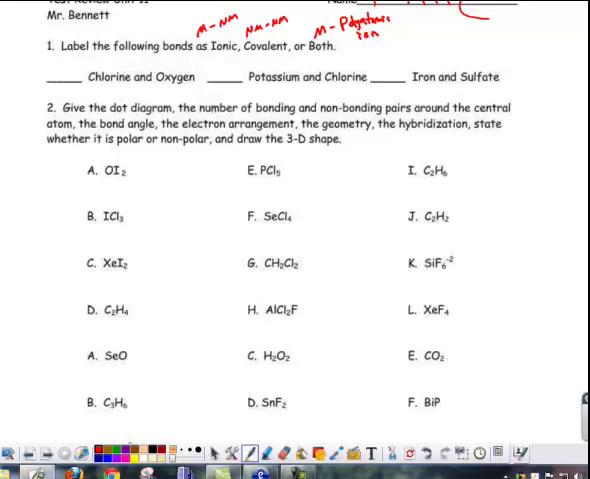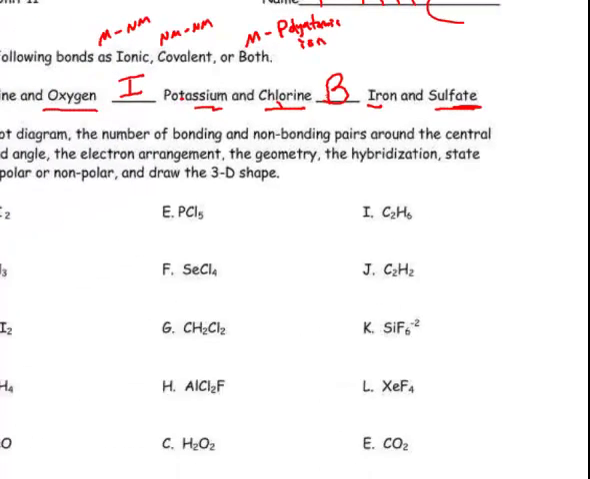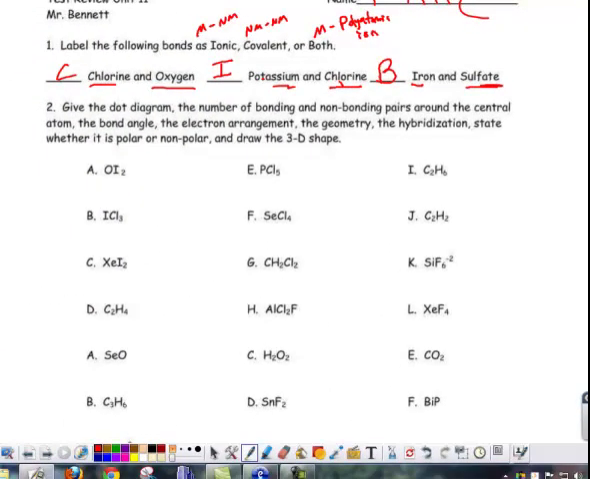All right, so a nonmetal, nonmetal, and then both will be a metal bonded to a polyatomic ion. And so we have chlorine, oxygen, nonmetal, nonmetal, covalent. Potassium chlorine, so metal, nonmetal, ionic, and then iron and sulfate, which would be a metal and a polyatomic ion. So the polyatomic ion will be held together with covalent bonds, and the metal and the polyatomic ion would give us an ionic bond. So you'd have an ionic and you'd have a covalent, so both.